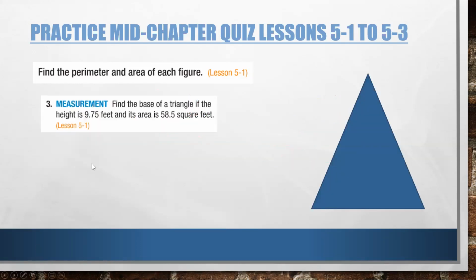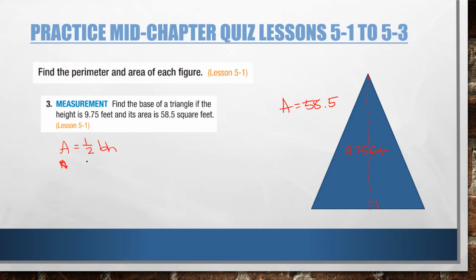All right, this next one says, find the base of a triangle if the height is 9.75 feet, 9 and 75 hundredths feet. The height, remember, is where you have a right angle. And the area is 58.5 square feet. So recall, the formula for area of a triangle is half of the base times the height.